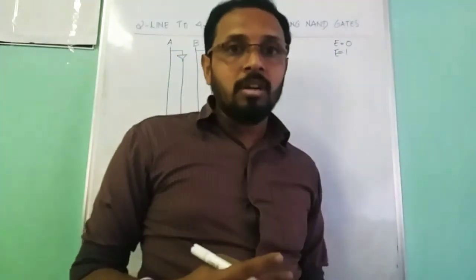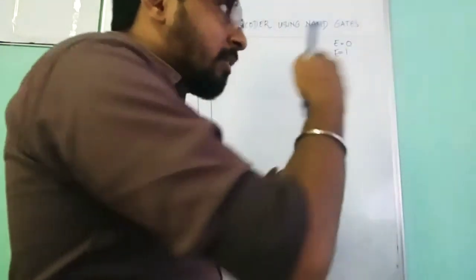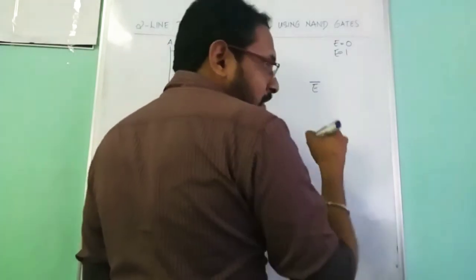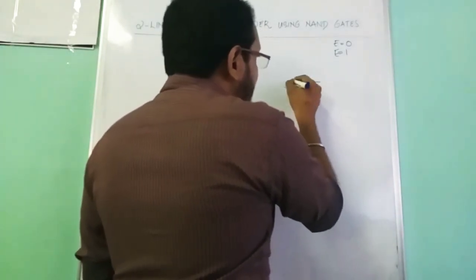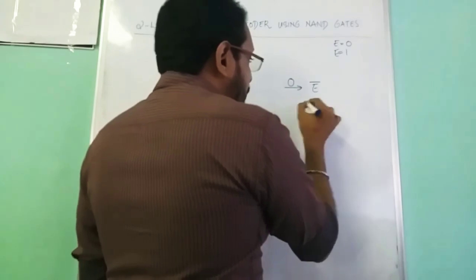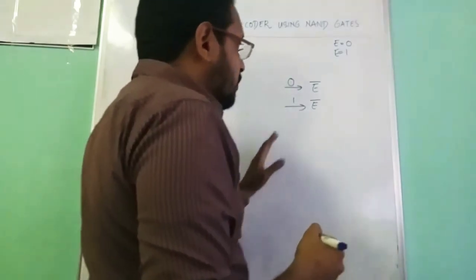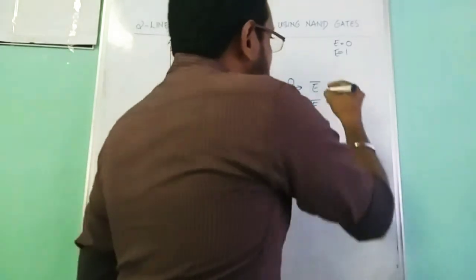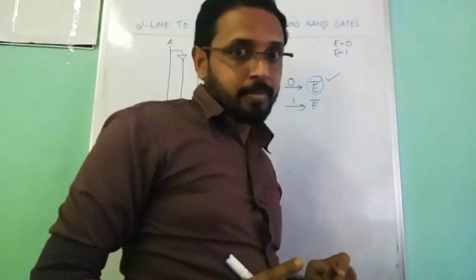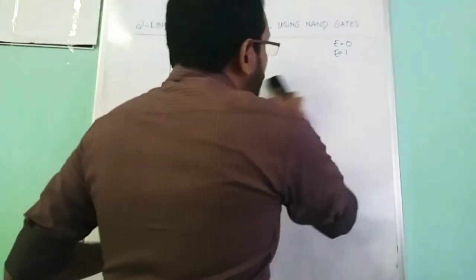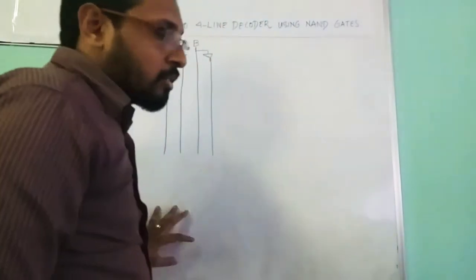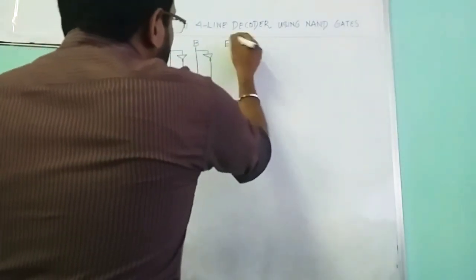When enable is equal to 1, as I told in the previous class also, when we see a bar in a particular figure, it means that it becomes active only when we get a 0 at that position. If it's E bar and we give a 1, it's not in the active low state. This enable pin will get activated only when it receives the value 0. Clear? So when enable is equal to 0, it will work, and enable equal to 1 means it won't work.